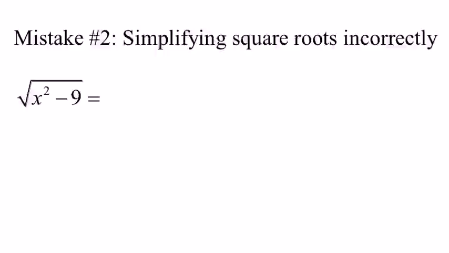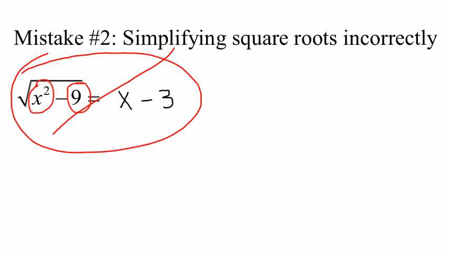A lot of times in simplifying square roots incorrectly, students will say, oh, well, I have an x squared, so that means if I took the square root of that, then that'll be just x. And then everyone's like, oh, well, here's a 9, so the square root of a 9 is going to be 3. So that must be the answer. Well, actually, this is incorrect.